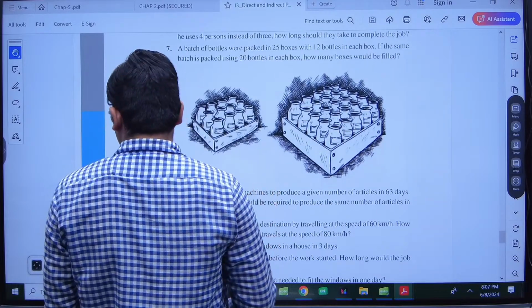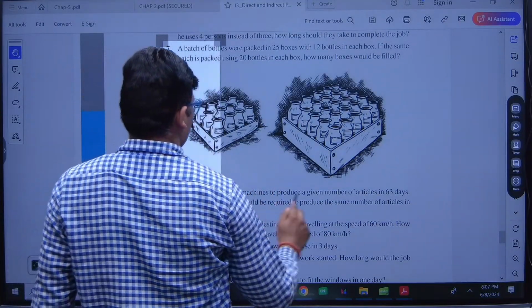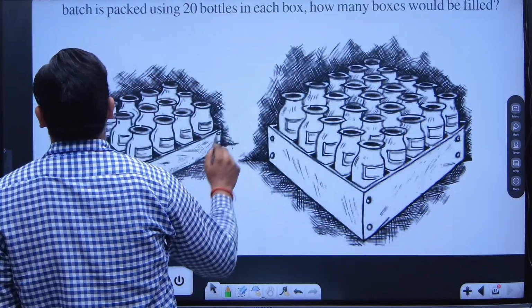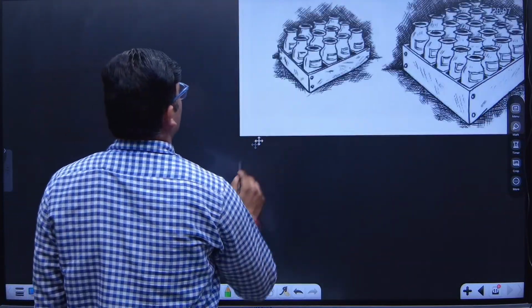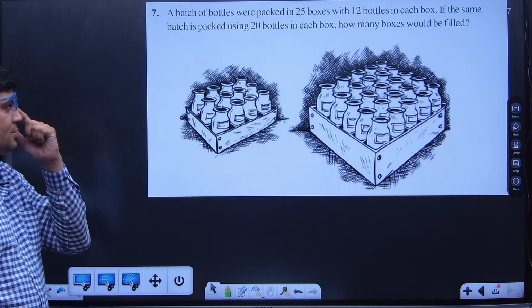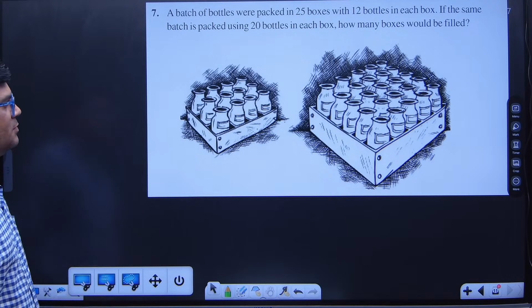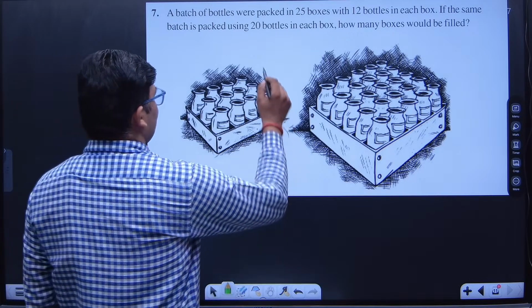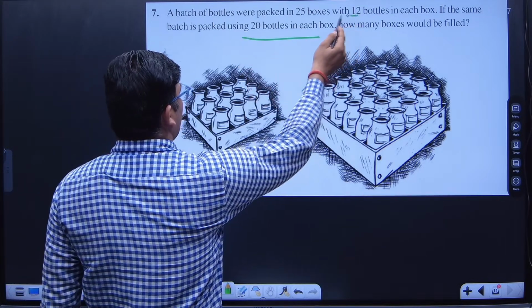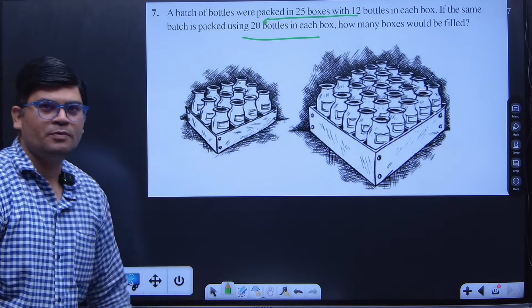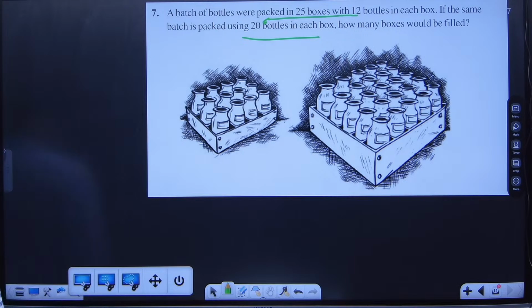So question number 7. A batch of bottles were packed in 25 boxes with 12 bottles in each box. If the same batch is packed using 20 bottles in each box, that means the number of bottles has increased by 8. So how many boxes would be filled? Just check it out. What kind of case is this and how to do this question?